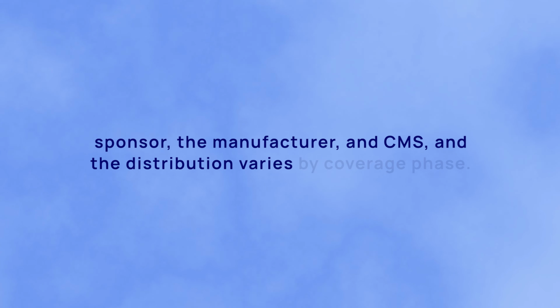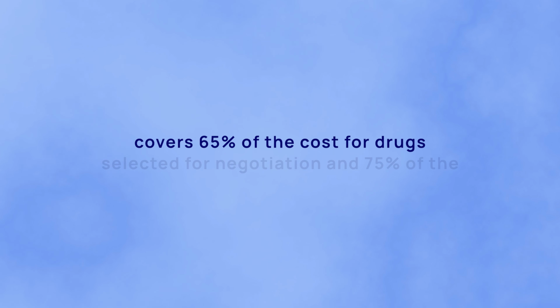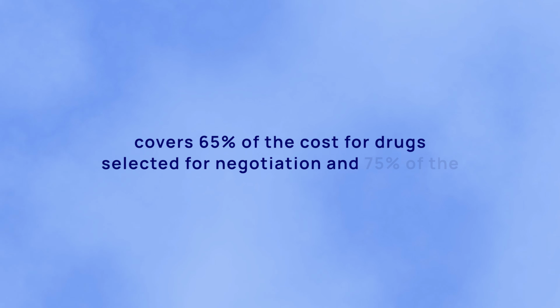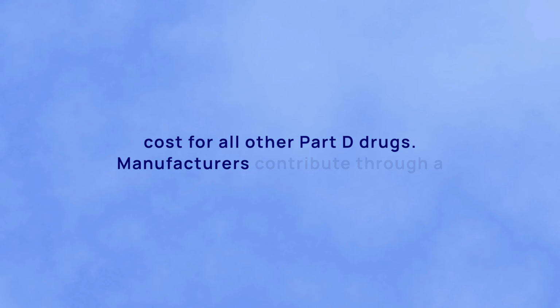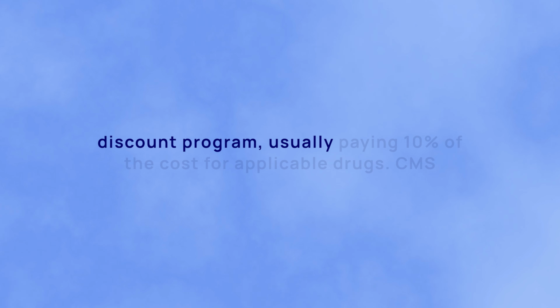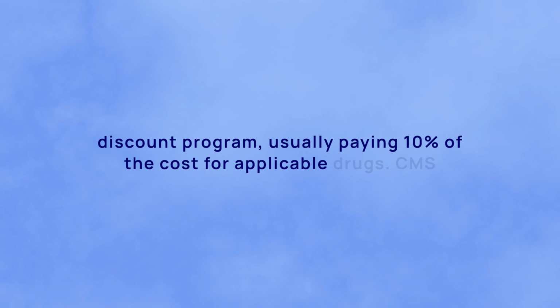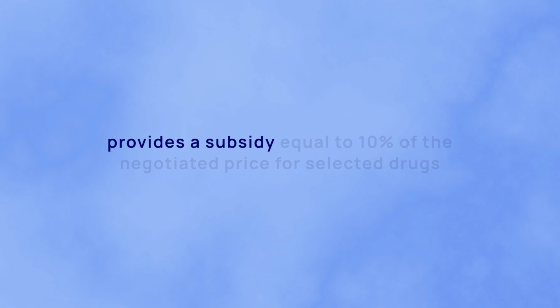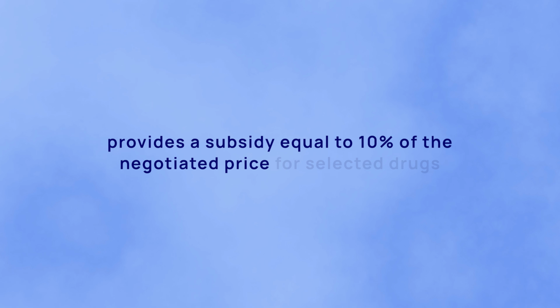Under Medicare Part D, payments for drugs are shared among the Part D sponsor, the manufacturer, and CMS, and the distribution varies by coverage phase. During the initial coverage phase, the Part D sponsor typically covers 65% of the cost for drugs selected for negotiation, and 75% of the cost for all other Part D drugs. Manufacturers contribute through a discount program, usually paying 10% of the cost for applicable drugs. CMS provides a subsidy equal to 10% of the negotiated price for selected drugs during the period the negotiated price applies.